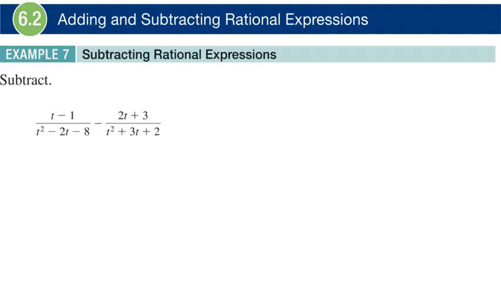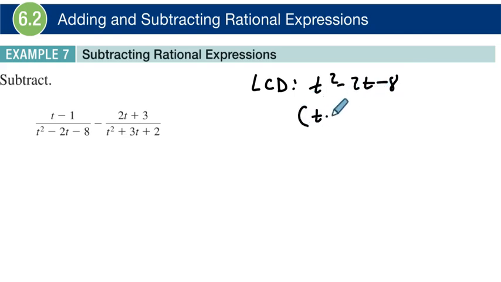Example number 7 here. We're going to be subtracting these two bad boys. So the first thing is we want to go ahead and find the lowest common denominator. And we'll do that work over here first before starting. So let's take a look at our t squared minus 2t minus 8. Let's just first factor that.